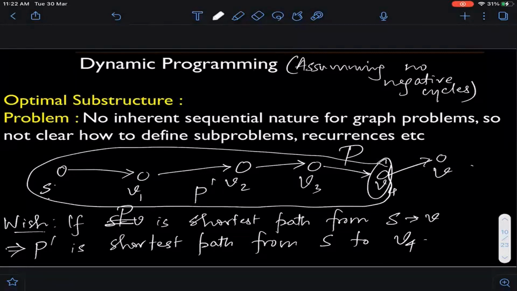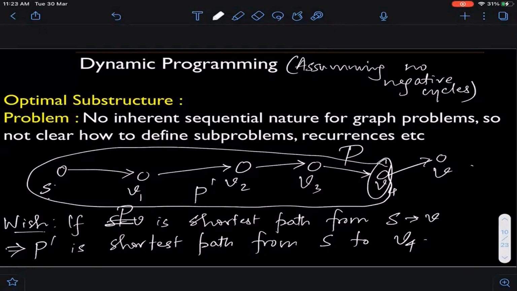तो ठीक है, what is my claim? My claim is कि अगर S to V ये शॉर्टेस्ट पाथ है, तो ये जो S to V4 तक का सब पाथ है, P prime, this also has to be the shortest path from S to V4. So why should this be true? Well, it is the same type of cut paste contradiction that you have used for all your dynamic programmings.